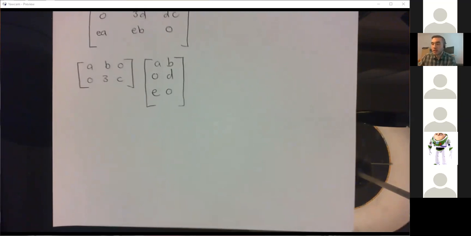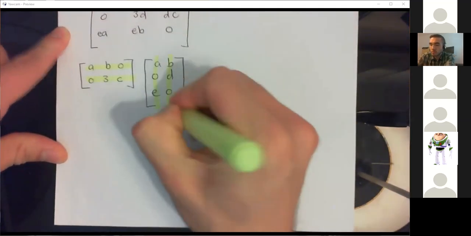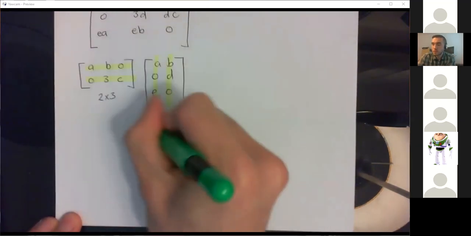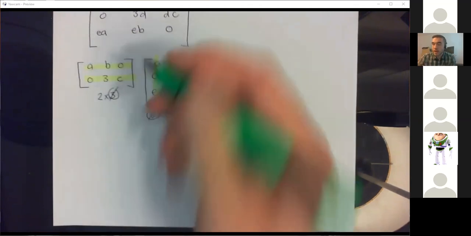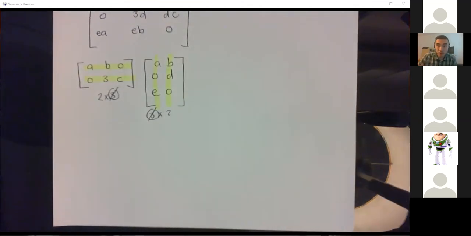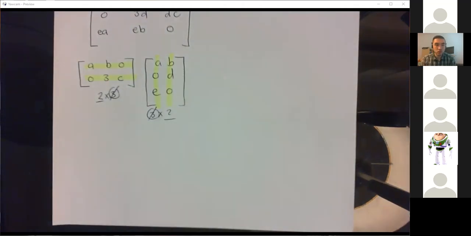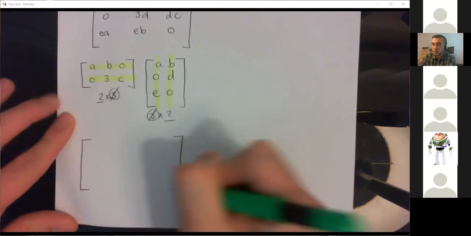Nonetheless, the second one is going to be different because rows by columns. This first one is a 2 by 3. This one is a 3 by 2. The 3s are the same dimensionality, which means that we are allowed to do this operation. But in this case, the surviving digits on the outside indices, those are 2s. So our answer is going to be a 2 by 2.